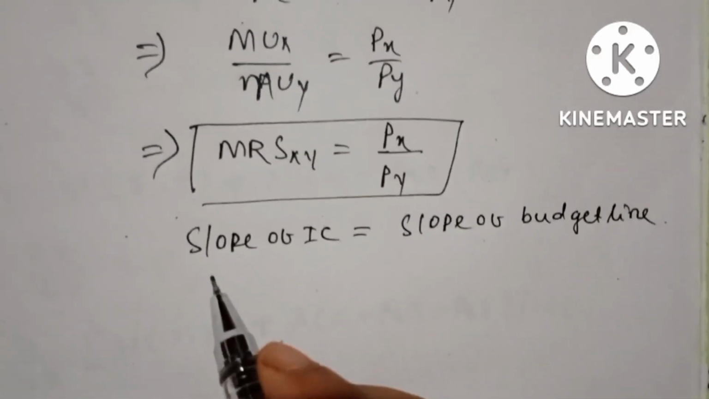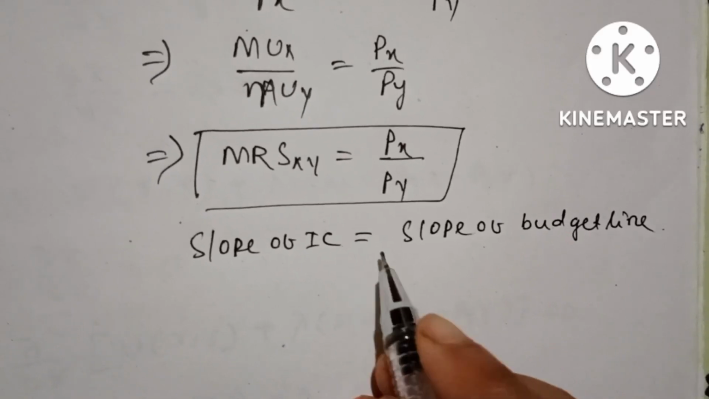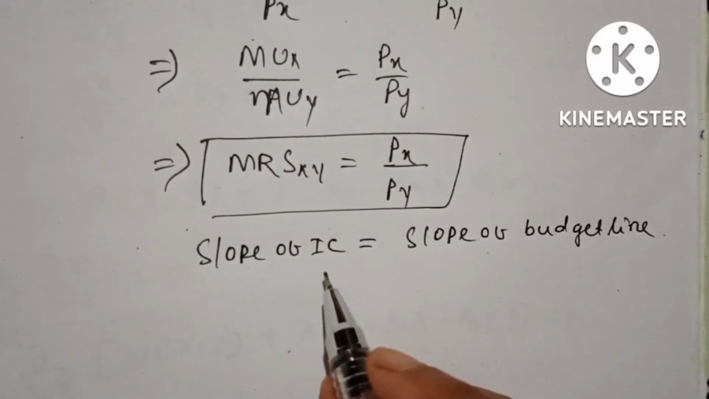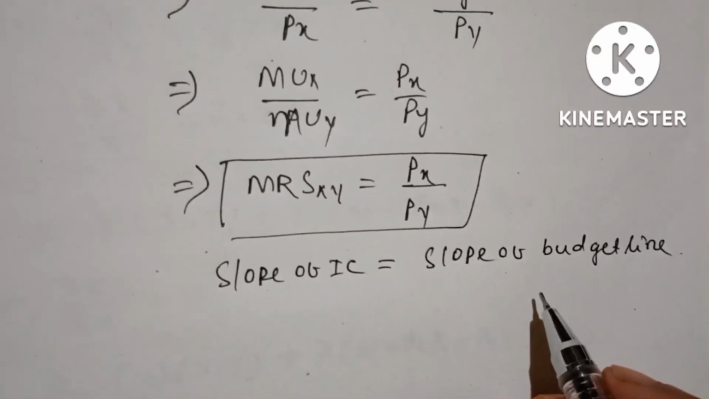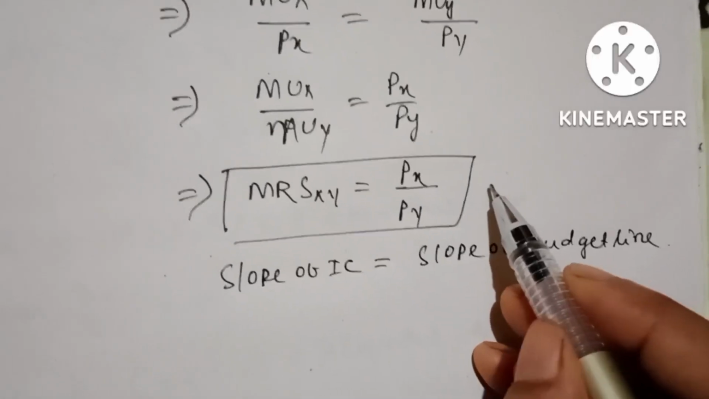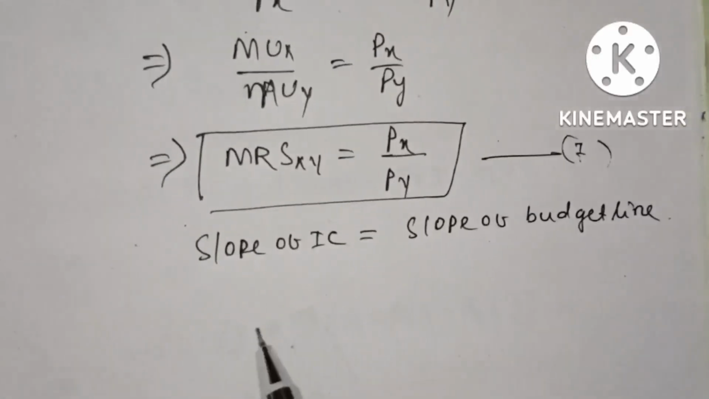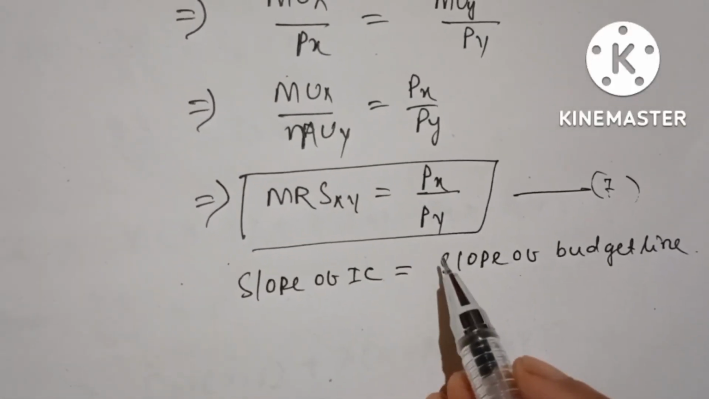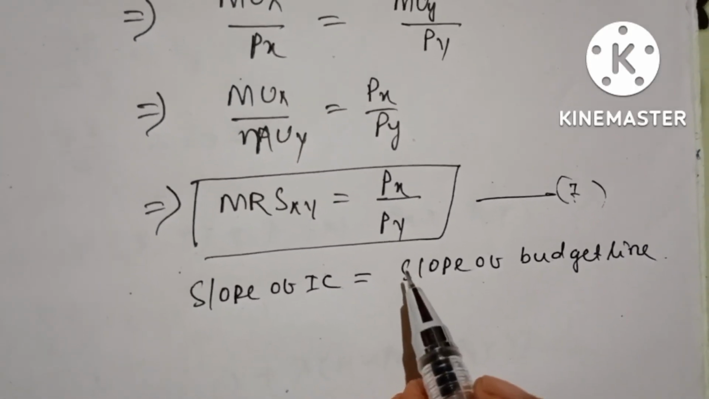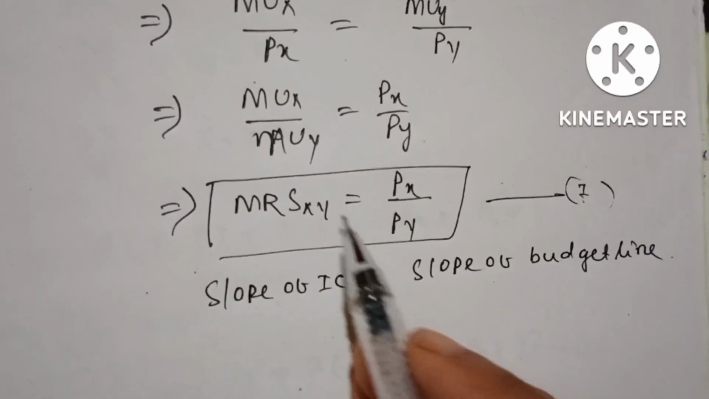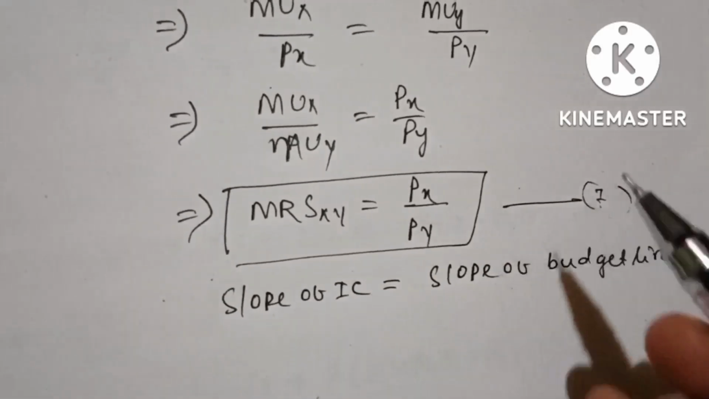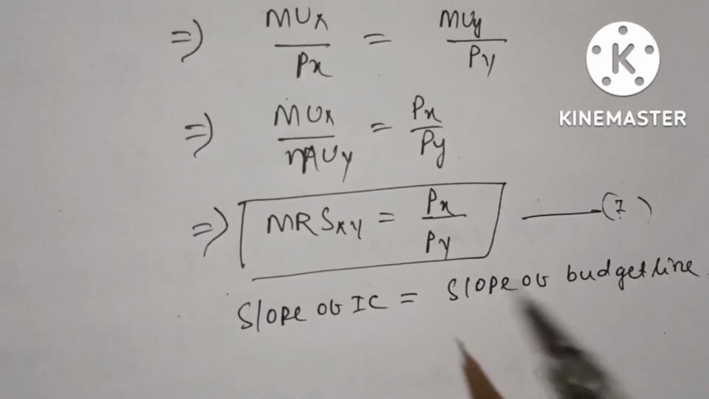So our first condition, that is the slope of the indifference curve is equal to the slope of the budget line, or the indifference curve must be tangent to the budget line, is satisfied. So this equation is your equation number 7. This equation states that the first order condition of utility maximization requires that the ratio of marginal utilities of x and y to their prices should be equal.